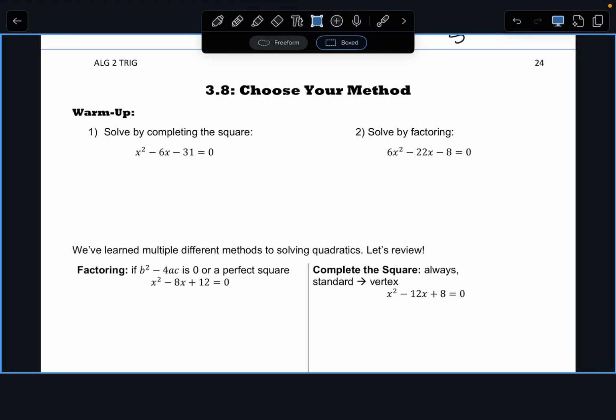Assigned for this section, like as your homework, it is optional. It is extra practice. I did not tell first hour that. I told them that it was due. So tell first hour that it's not due anymore. Okay.